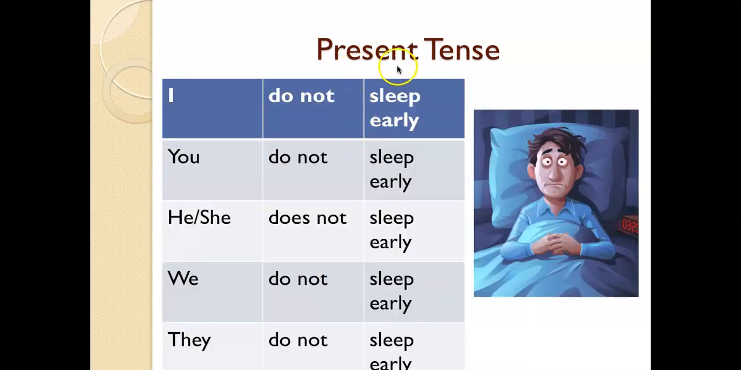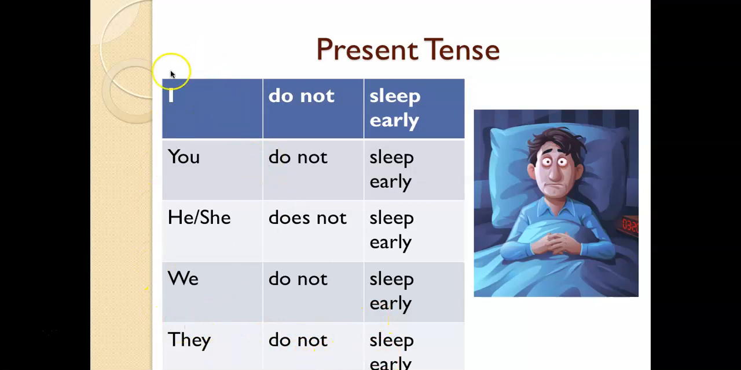Let's look at the next one. If you want to change it into the negative form, okay? So for sleep, we would use do not, okay? Let's read it first. I do not sleep early. You do not sleep early. He does not sleep early. She does not sleep early. We do not sleep early. They do not sleep early, okay?